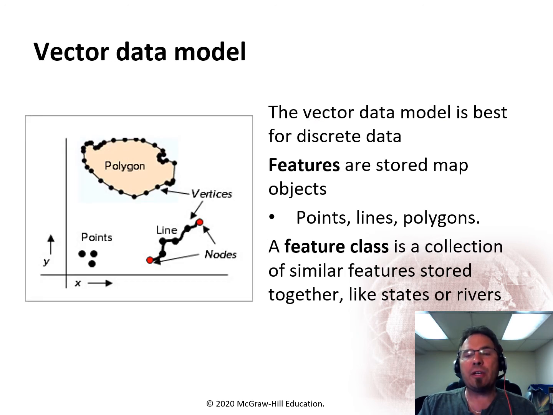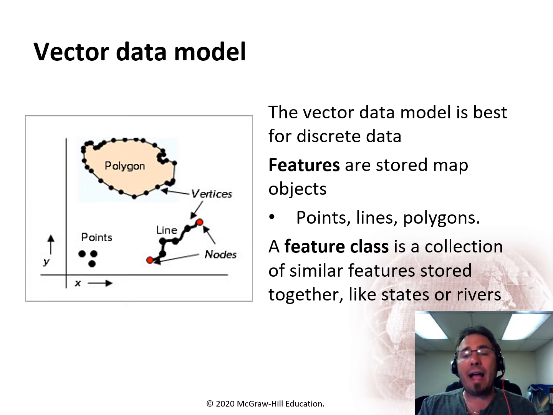So like I mentioned in the previous slide, the vector model is best for discrete data, and it's features stored as map objects. So points, lines, and polygons, like I mentioned before. Now here's where the jargon starts to come in. So features are points, lines, and polygons. Okay, so if I have one point, it is a feature. If I have one line, it's a feature, or one polygon, that's a feature.